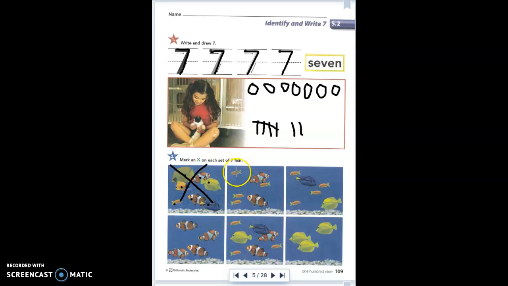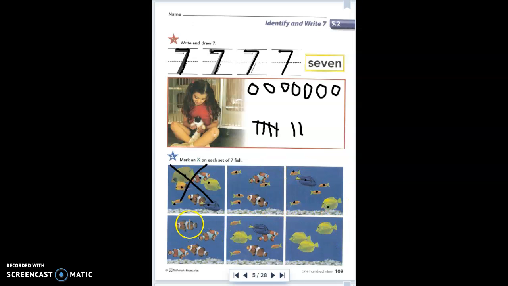How about this group? I'm going to guess there aren't enough. 1, 2, 3, 4, 5, 6. My guess was right. There are only 6. I have 3 on top and 3 on bottom, so that's my representation of 6. Let's look over here. 1, 2, 3, 4, 5, 6 again.